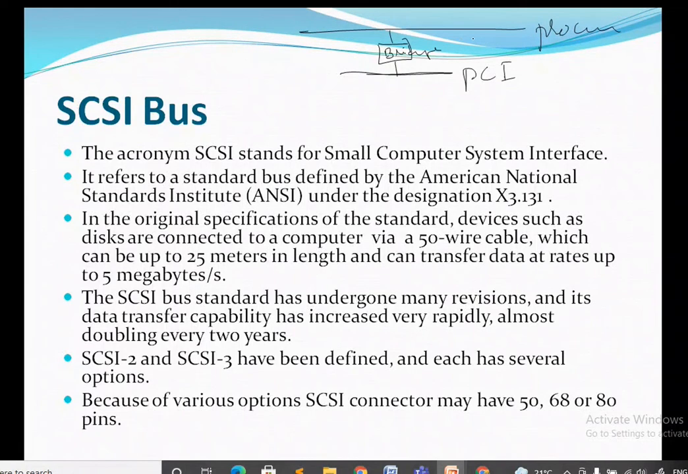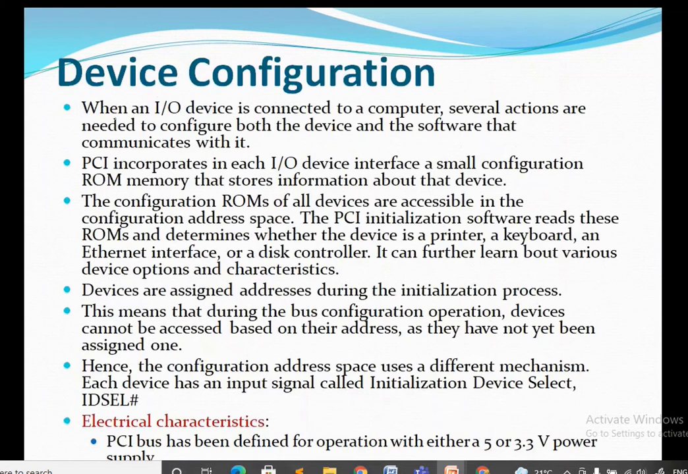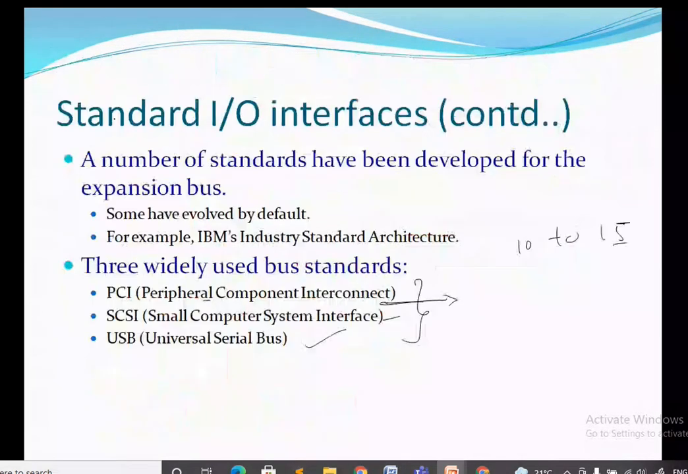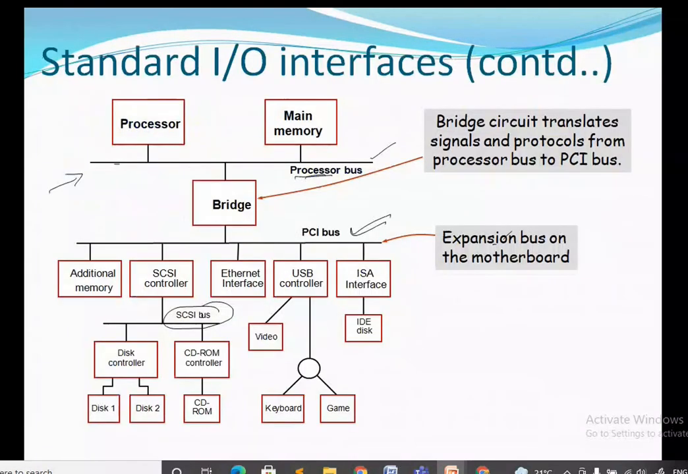So next we have the second type of bus, that is called the SCSI bus. I don't know how many of you feel it is difficult, but it is not difficult. Just read once, you will understand. So these are the three standard types of buses. In that we are discussing the standard IO interface bus, which is the PCI bus. You can just observe what devices are connected to this PCI bus.